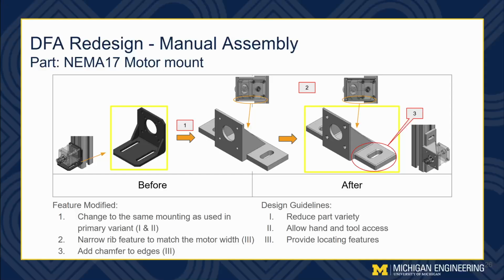And we choose another motor mount used in our module part. Basically, we change the structure to match the same motor mount used in our platform part. This provides hand and tool access to fasteners and reduces part variety. And we also narrow the rib features to match the motor width, which provides locating features, and we also add chamfers to edges. This can also provide locating features for fasteners.